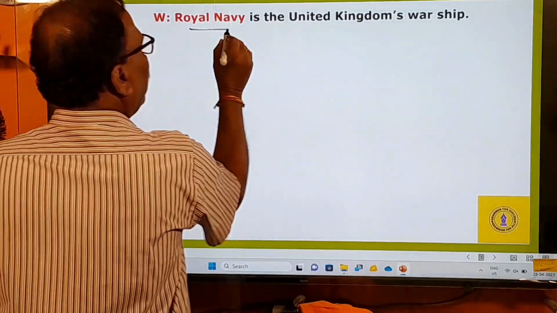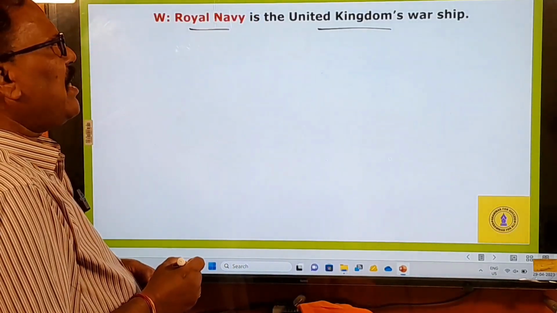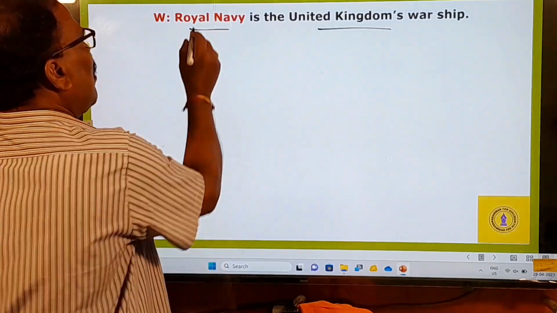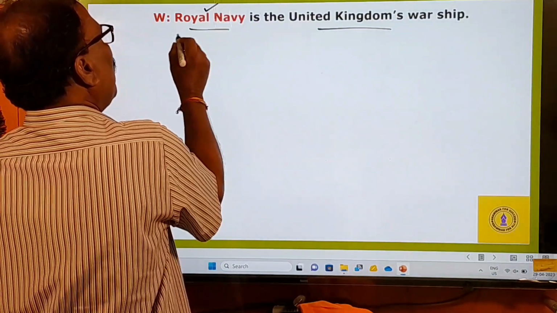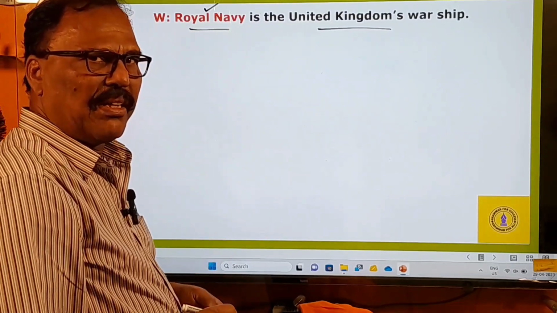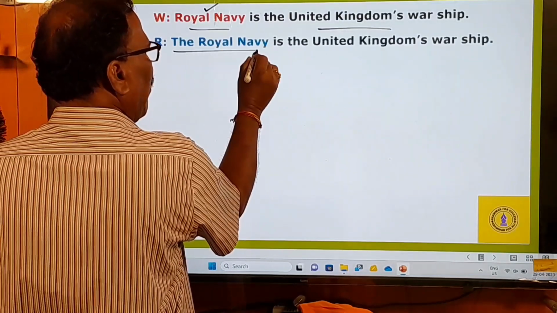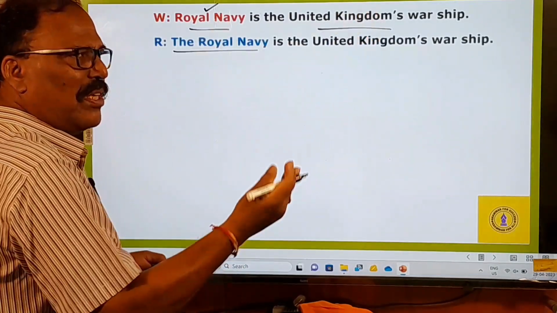See, Royal Navy is the United Kingdom's warship. So this is the name of the ship. Simply saying Royal Navy is a mistake, an error. You have to say the Royal Navy, which is the right one. The rest of the sentence is okay.